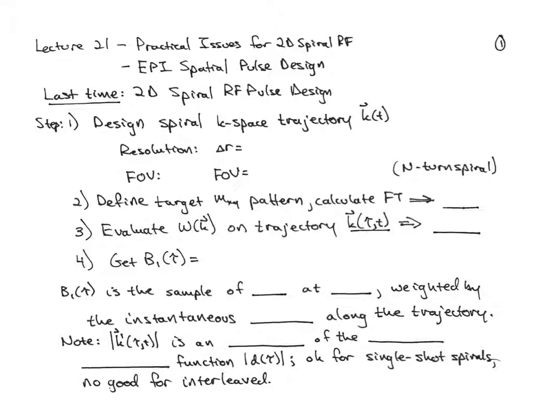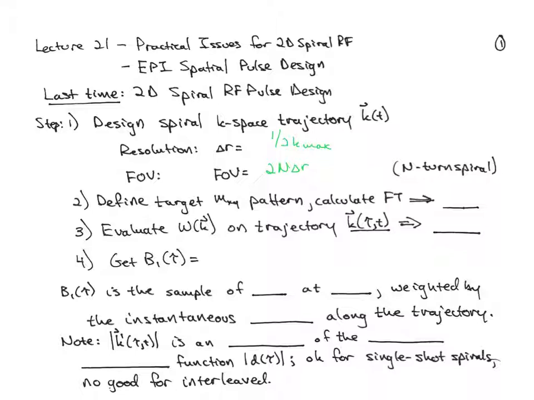So step 1 was to design the spiral k-space trajectory, k of t, where the resolution of this trajectory is equal to 1 over 2 times the maximum k-space value that is reached by the trajectory. And the field of view for an n-turn spiral is equal to 2 times n times delta r. So we can establish one of these parameters and get the other from it.